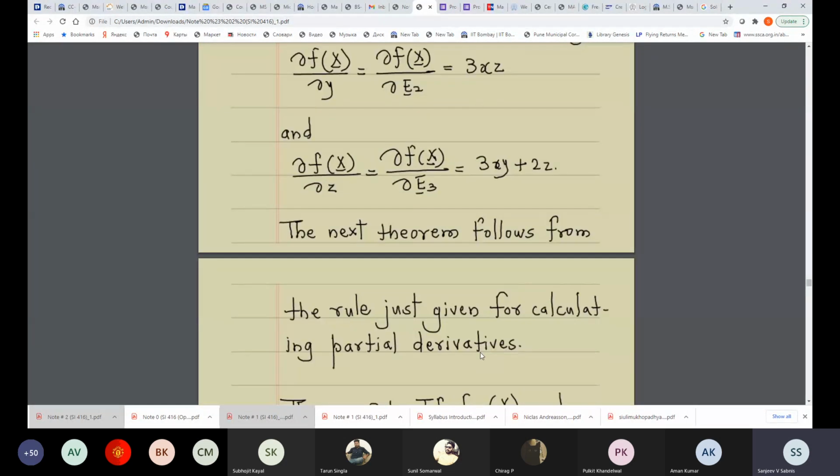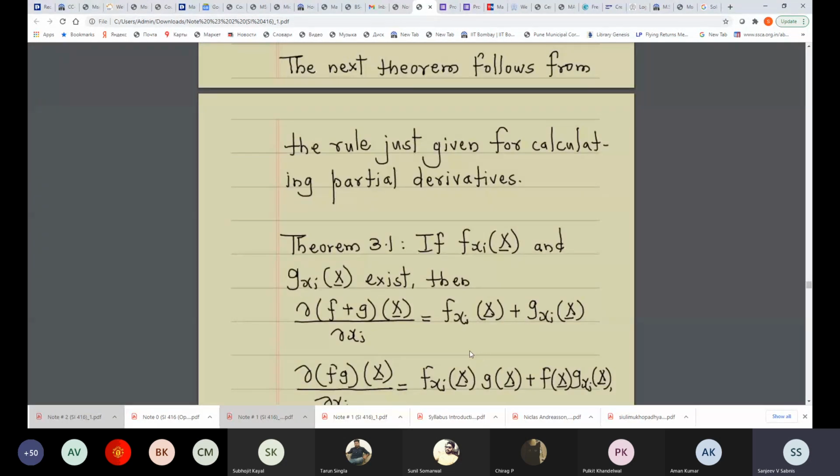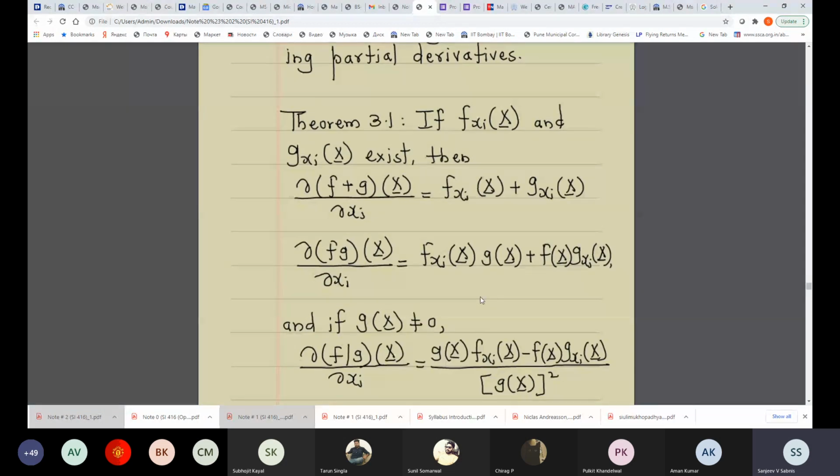Now the next theorem follows from the rule just given for calculating partial derivatives. So if this is the partial derivative of f with respect to the ith component of x, and this is the partial derivative of g with respect to the ith component of x, and if these partial derivatives exist, then the partial derivative of f plus g exists and is given by this. Again, these are routine results. No point in spending time on this, so I'm going to skip them. For completeness' sake, I just mention them here.